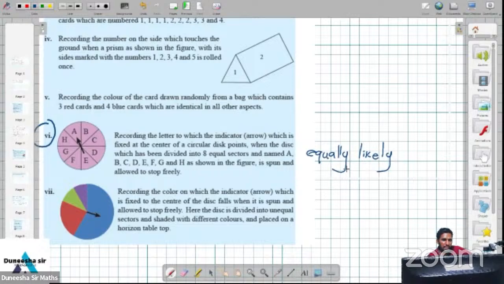Okay. Seventh one. Recording the color on which the indicator arrow fixed to the center of the disc falls when the disc is spun and allowed to stop freely. Here the disc is divided into unequal sectors and shaded with different colors and placed on a horizontal table. Is it equally likely? No, sir. It's not equally likely because the sectors are not the same. Not equally likely.